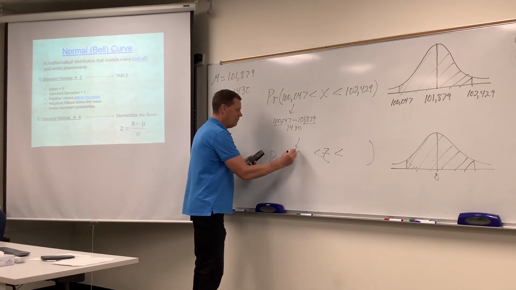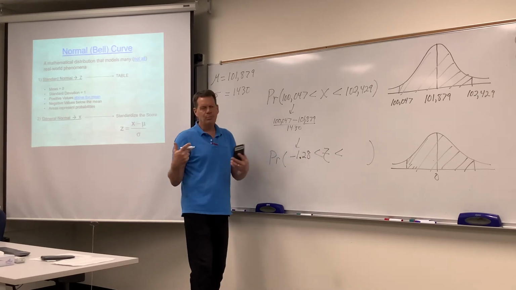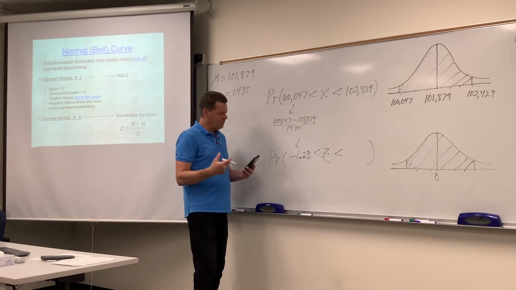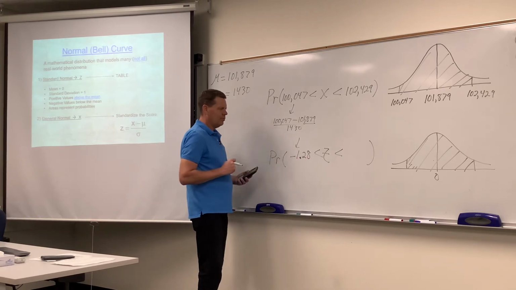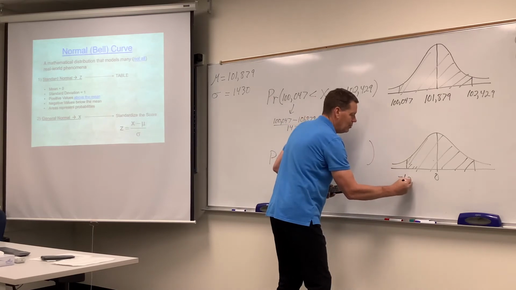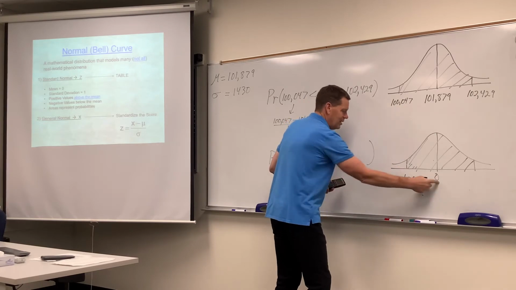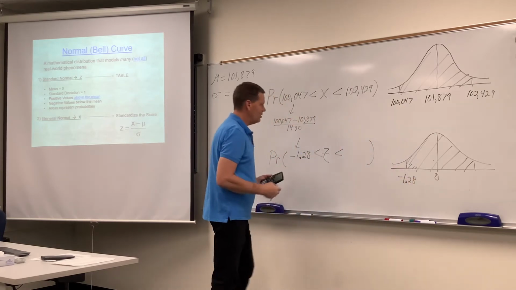I got negative 1.28. Remember, this table forces us to put these out to 2 decimal places. So there is a protocol here, 2 decimal places. Yeah, you know what? That's negative. That's good. It's below the mean. It's 1.28. That price is 1.28 standard deviations below the mean. That's the interpretation of that.